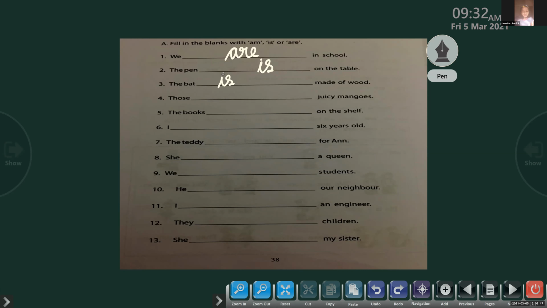Those dash juicy mangoes. Those means more than 2. Those are juicy mangoes. Yes, perfect. Thank you, my dear. Well done. Arav, unmute. Welcome. Arav, try number 5.